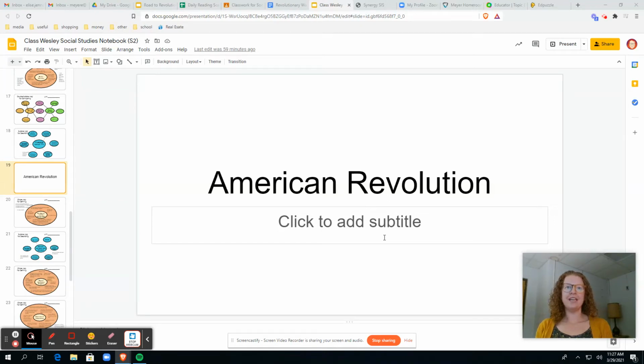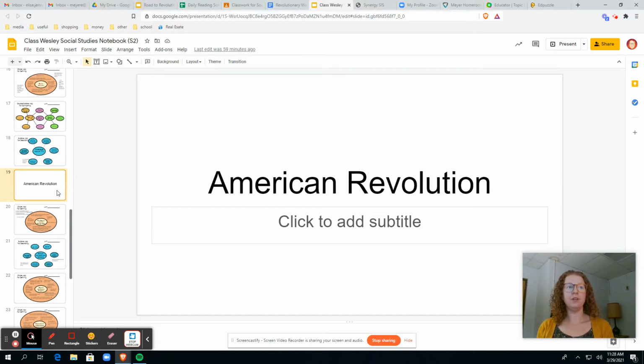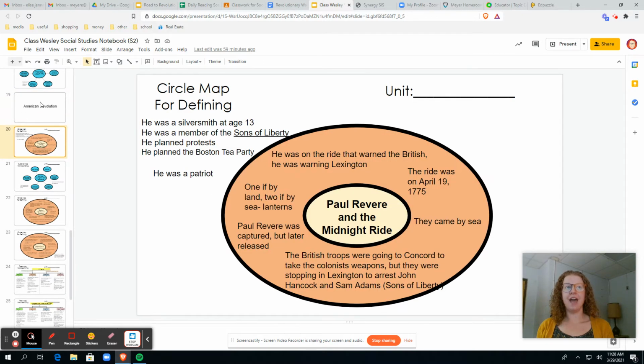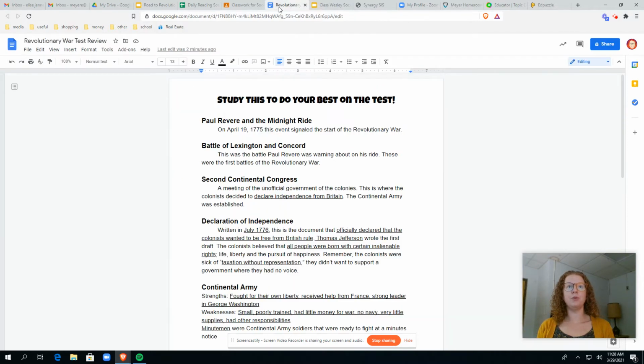All right, so today is our test. So we're doing a little bit of test review before. Right now I am in our notebook, just to the American Revolution part. So all of the slides after that American Revolution slide are the ones that we're talking about on this unit test. So I made a little study guide based off of these slides, and it is posted under today's date in your Google Classroom.